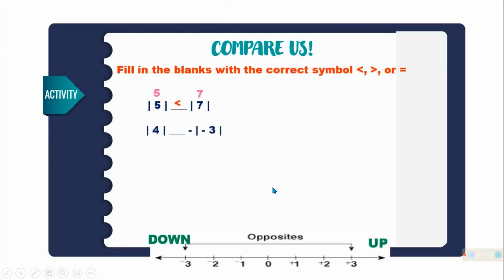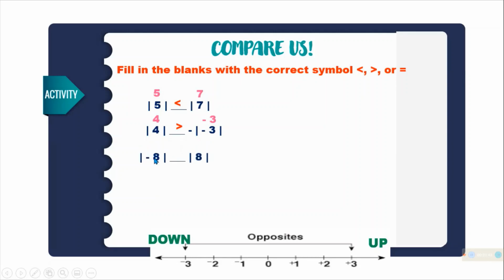Another example. The absolute value of 4 is 4. Then the absolute value of negative 3 with negative sa labas, the answer is negative 3. So, what will be the answer? The answer is greater than. So, 4 is greater than negative 3. So, mas malaki yung 4 kaysa sa negative 3.